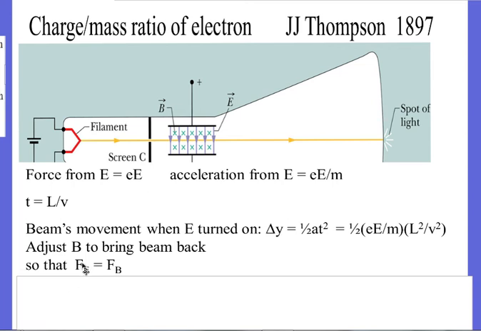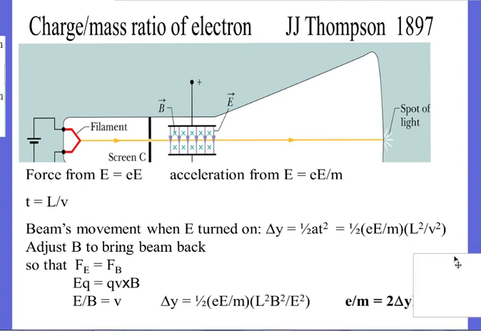And then we adjust the magnetic field to cancel out that delta y, so that the force pushing it up or down is the same as the force pushing it down or up. Thought I'd give it away, didn't you? At this point, the force from the electric field is this. The force from the magnetic field is this. Notice I use a Q instead of an E, but it doesn't matter.